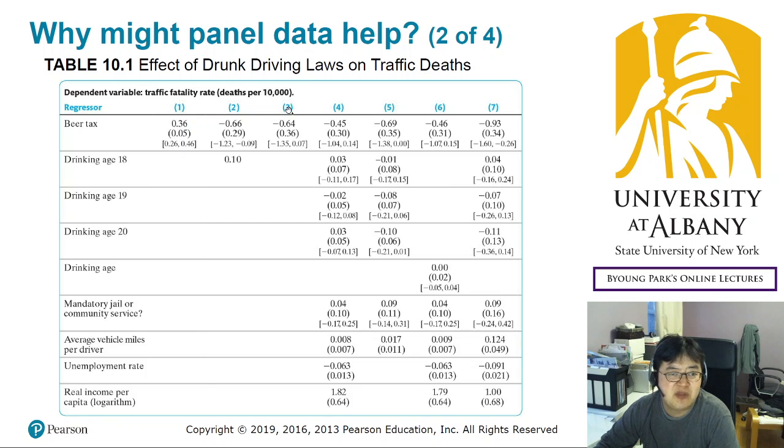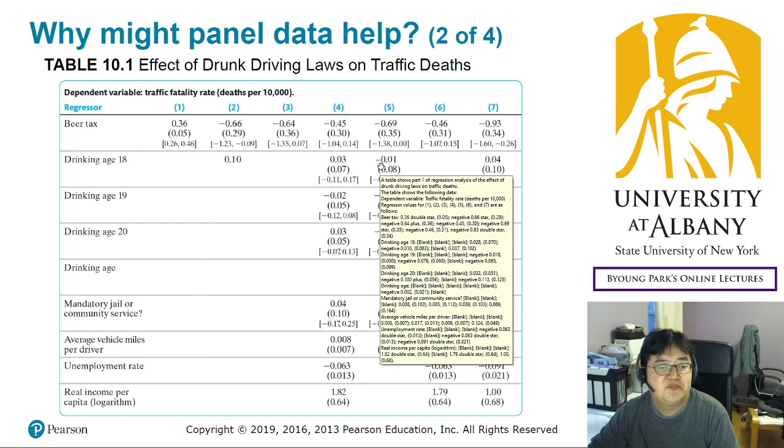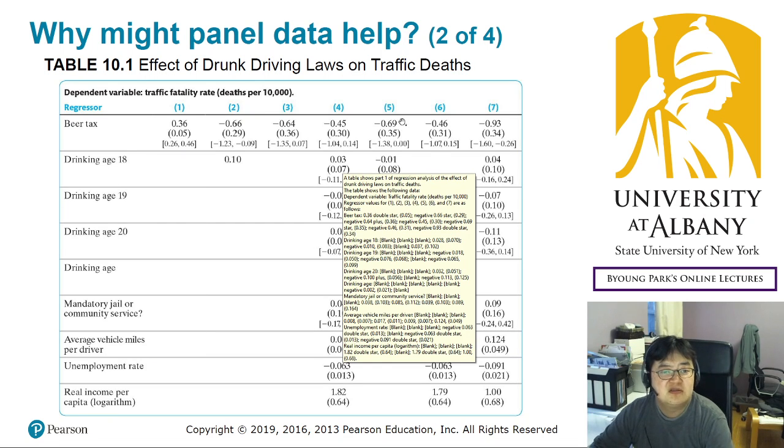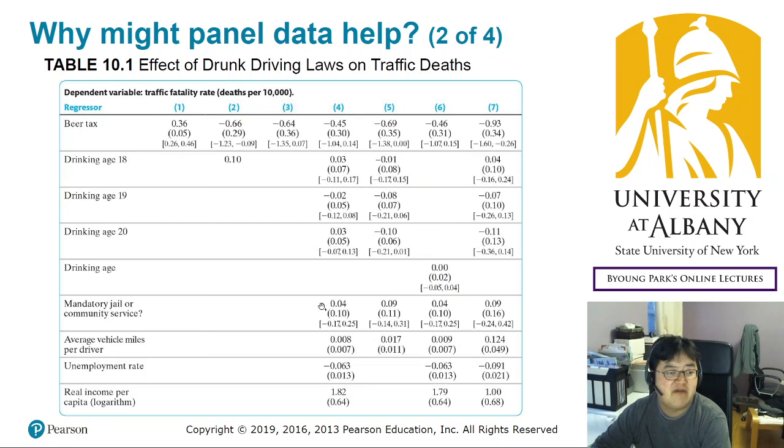But between 3 and 4, the difference is the inclusion of control variables. The control variables cause quite a bit of difference again, so the control variables are doing something; they are important. And the difference between number 4 and number 5 is the inclusion of economic variables, and they are also very different. So economic variables are very important. Interestingly, they are very significant. Unemployment rate is significant, and real income per capita is also very significant.